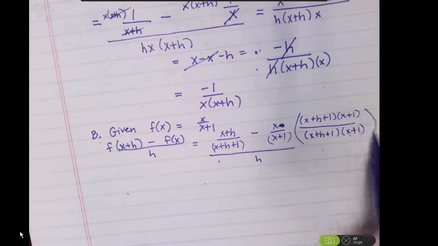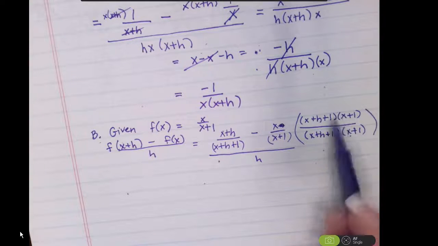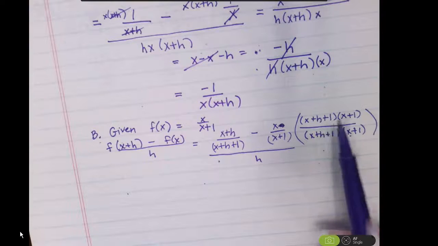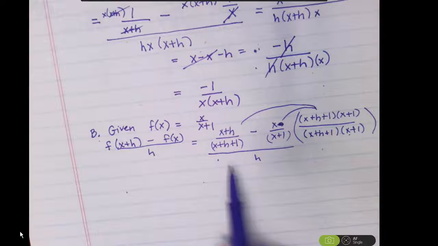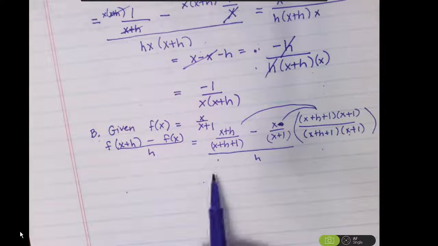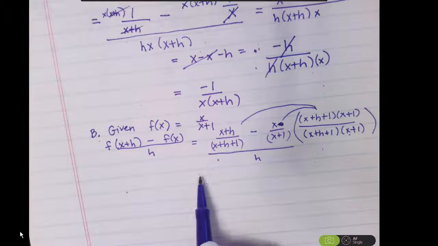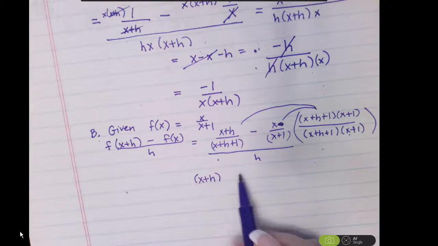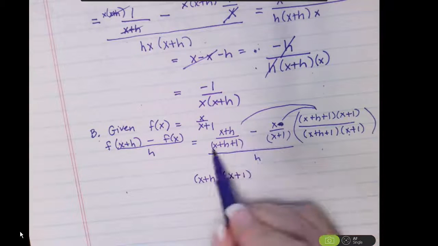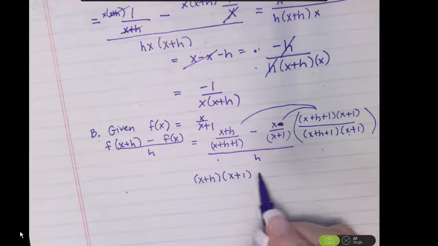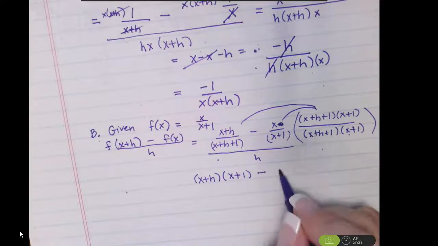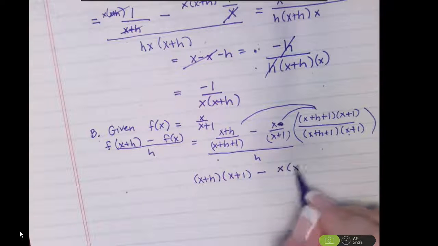So I'm going to distribute, and what I end up with is x plus h times x plus 1. You can see in the first distribution the x plus h plus 1 canceled, leaving just x plus h and x plus 1, minus x times x plus h plus 1.